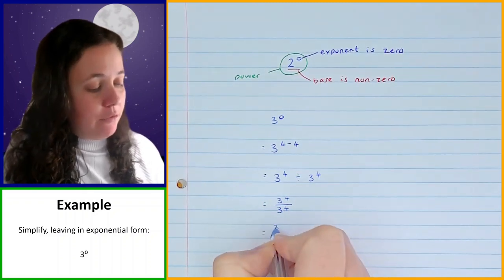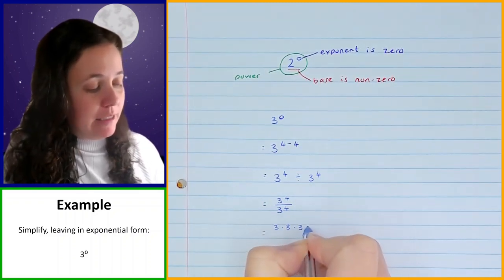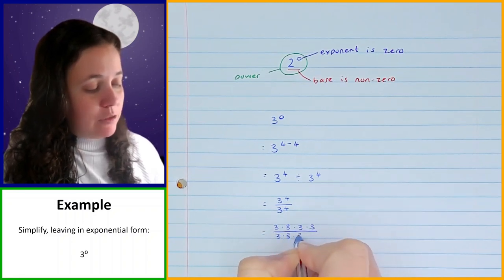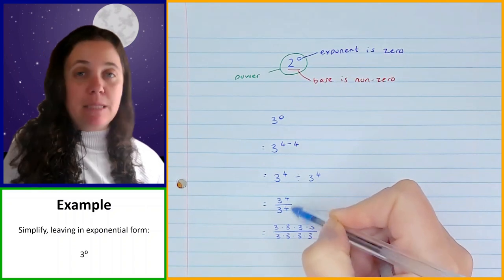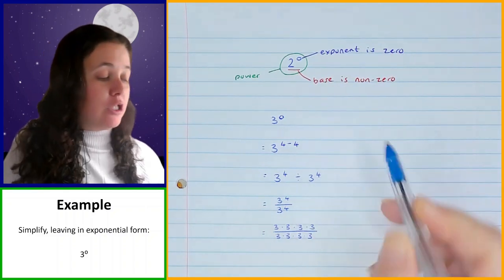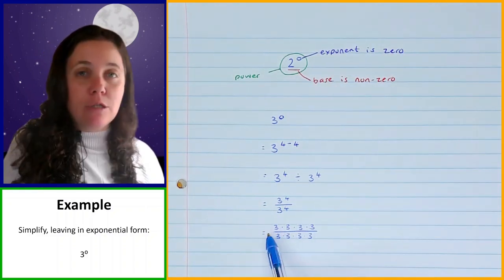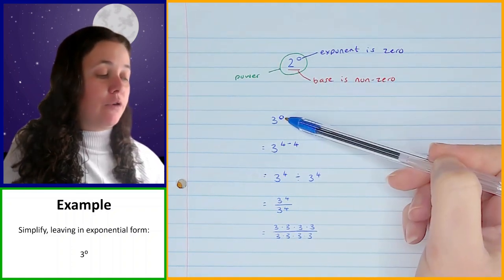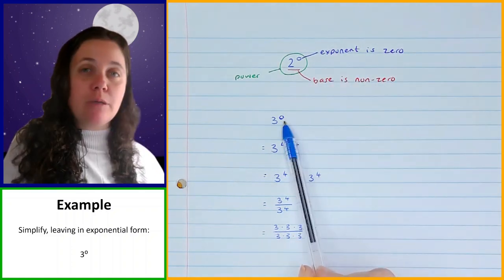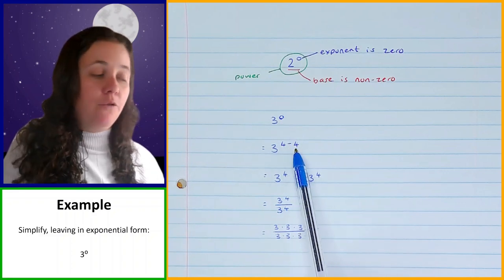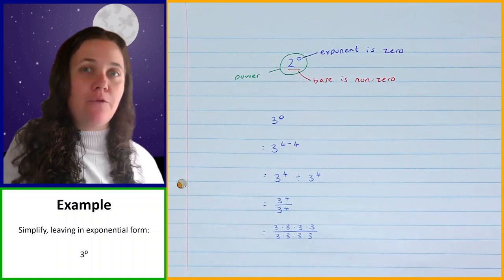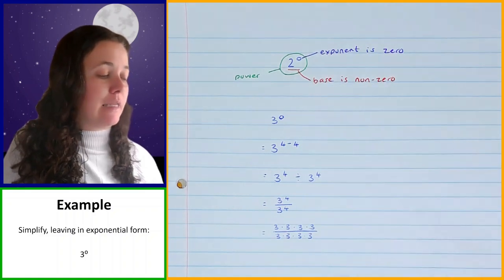So this is 3 times 3 times 3 times 3, and this is also 3 times 3 times 3 times 3. Now, because I have the same exponent at the top and the bottom, I have the same number of 3s on the top and on the bottom. Okay, and that would happen anytime you start with a 0, because a 0 means that you're subtracting the same number from itself, which means that you're going to have the same exponent on the top and the bottom of your fraction every single time you've got a 0 exponent like that.